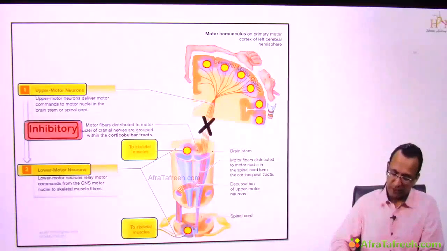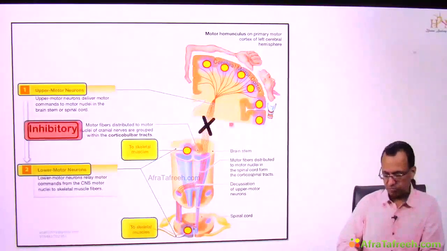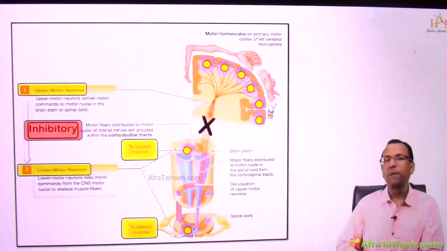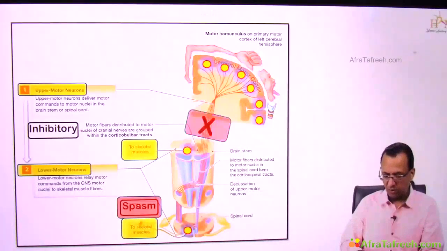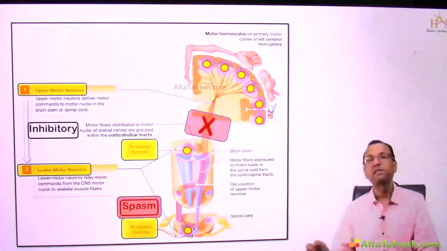Okay, so you are telling that if the upper motor neuron fibers are compromised, the inhibition is compromised? Yes, in a UMN lesion, that inhibition is gone. And in that case, the lower motor neurons become free to fire frequently. That is why there is a spastic paralysis.